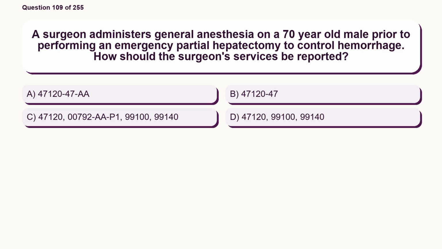Question 109. A surgeon administers general anesthesia on a 70-year-old male prior to performing an emergency partial hepatectomy to control hemorrhage. How should the surgeon's services be reported?